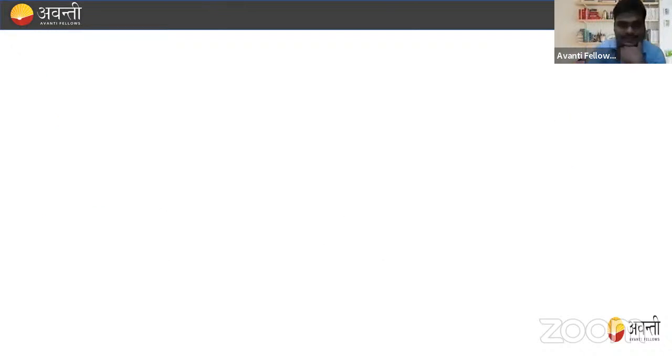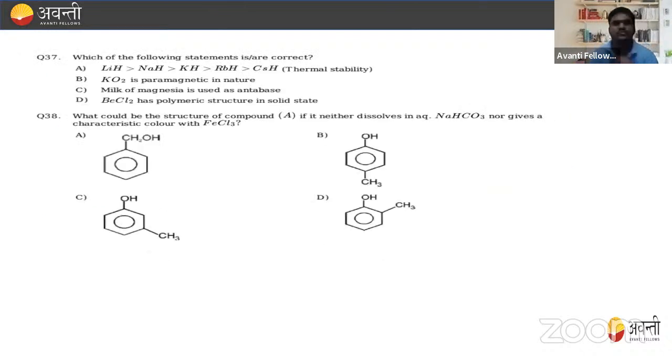Now, which of the following statements are correct? So you have to identify the correct statements. LiH, NaH, KH, RbH, the order of thermal stability. So this statement is absolutely correct. This is about the thermal stability. KO2 is paramagnetic in nature. This is also correct.